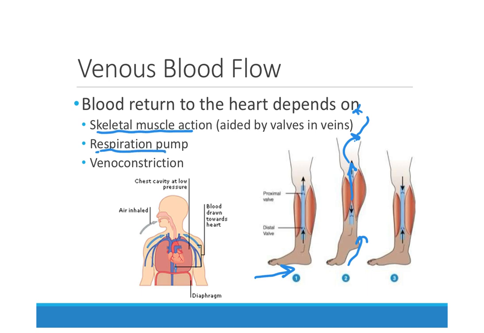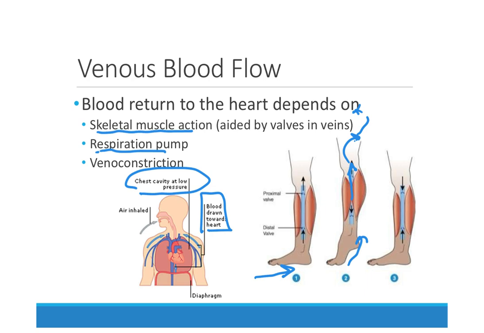The second way that blood is aided in its return to the heart is just because of differences in pressure as we breathe. As we breathe, we are expanding our chest cavity. It is of a lower pressure, and as a result, the blood is being drawn through the heart, kind of being sucked up the body to the heart.